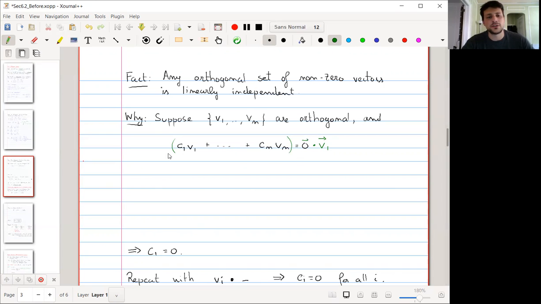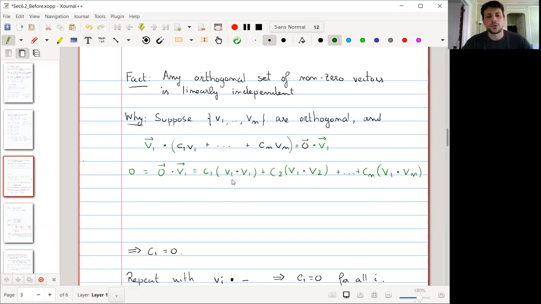So the 0 here stands for a 0 vector, so I'll dot them with v1. And I get that 0, which is the dot product of 0 times v1, is equal on the other side of whatever I get from this expression here. I can distribute the dot product, so I get c1 times v1 dot v1 plus c2 times v1 dot v2, all the way up to cn times v1 dot vn.